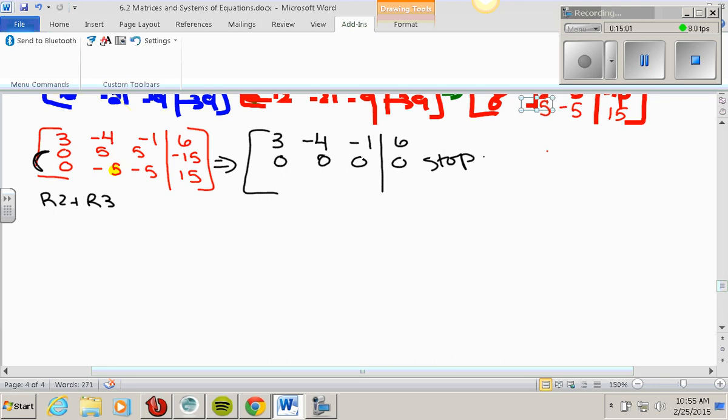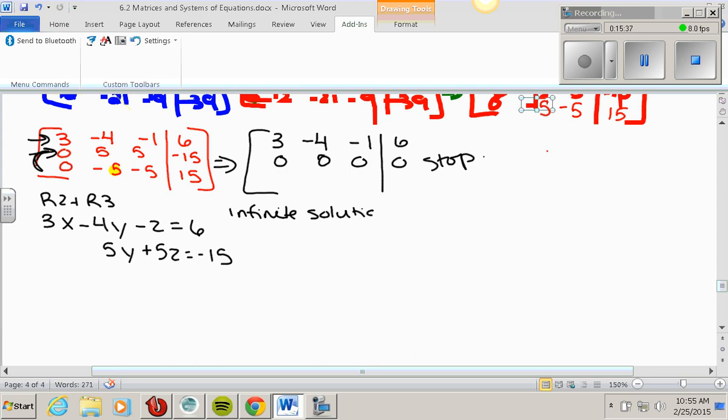What I have here are two equations. I've got 3x minus 4y minus z equals 6. And I have 5y plus 5z equals negative 15. Then I have negative 5y minus 5z equals positive 15, which is the same thing, okay? So I have two equations. So we're going to get an infinite number of solutions here again. So our solution set is not going to be specific numbers, it's going to be expressions.